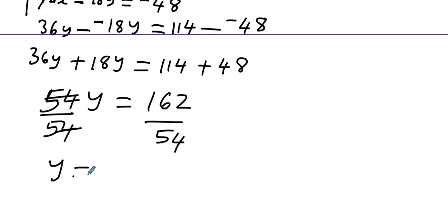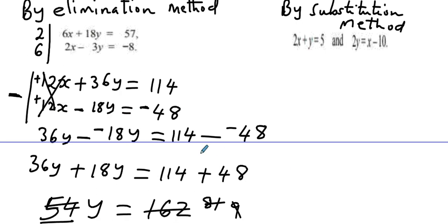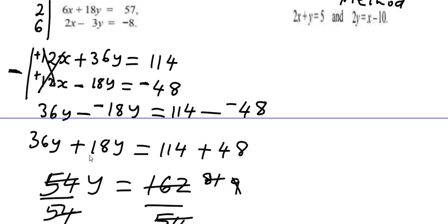So y equals, by 2, this will be 81. By 2, this will be 27. By 9, this will be 3. And by 3, that will be 1. Okay, so y equals 3. I got y equals 3. Then let me go to x.